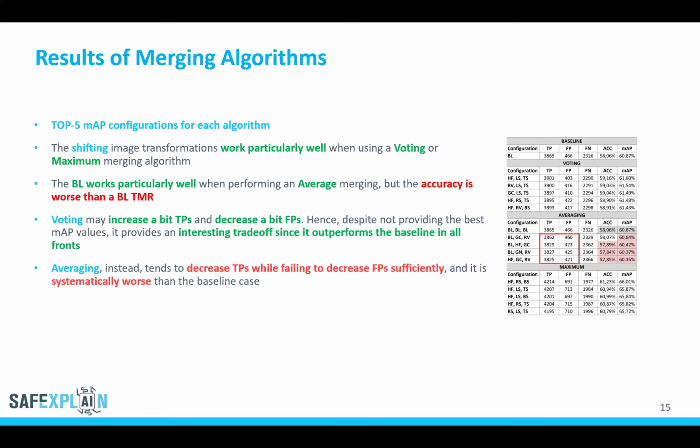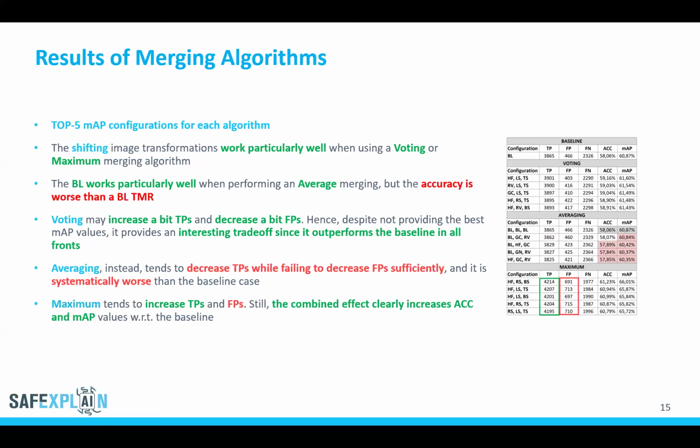And on the other hand, we see that the averaging basically tends to decrease the true positives, but it fails to decrease false positives significantly. So basically you obtain worse results with all the metrics. And then with the maximum, this one tends to increase true positives, which is good, but it also increases the false positives, which is bad. But still we see that this combined effect clearly increases both ACC and MIP. So we're getting more true positives than false positives.